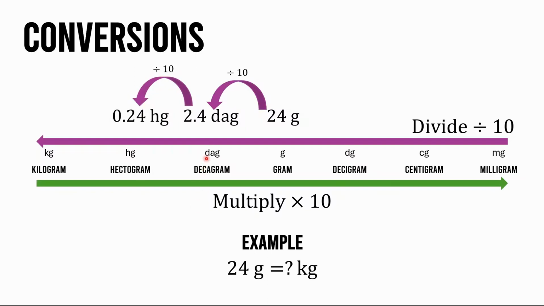Then we take another step to the left towards the hectogram. So we divide our 2.4 decagrams by 10 to get 0.24 hectograms. Finally, we take a last step to the left to get to kilograms. Dividing our 0.24 hectograms by 10, we get 0.024 kilograms.